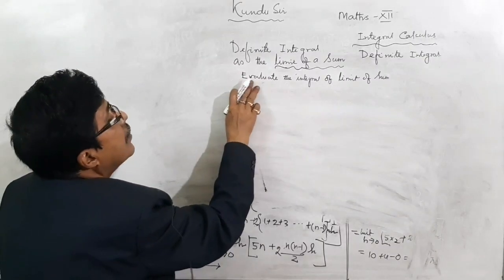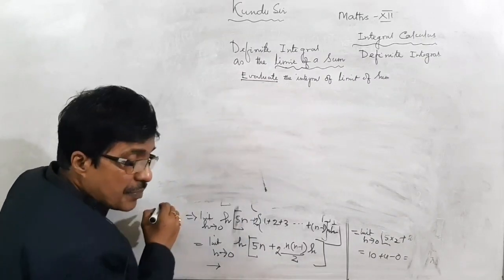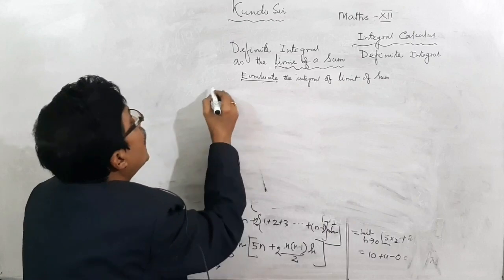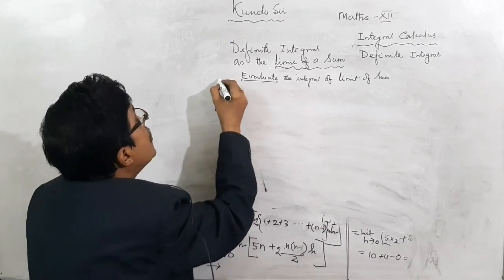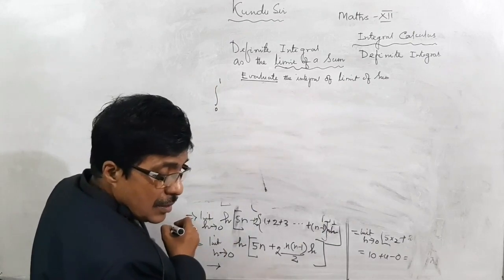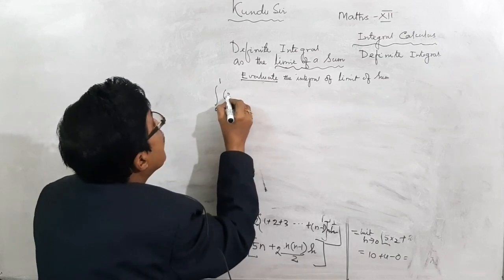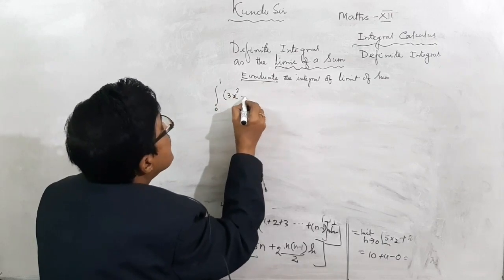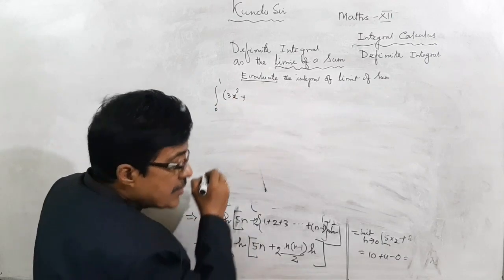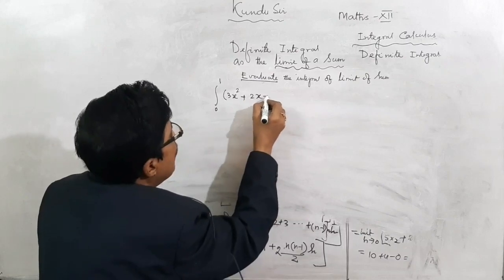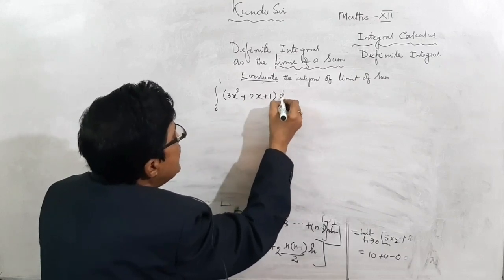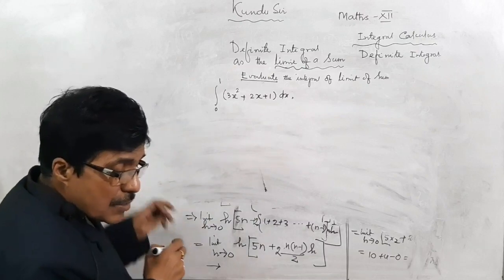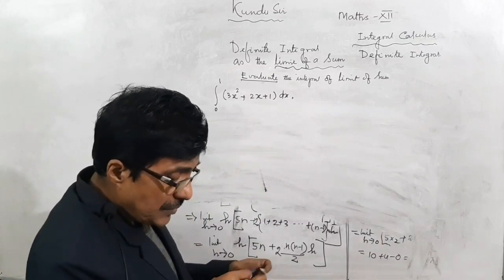Evaluate the integral with boundary 0 to 1 of 3x square plus 2x plus 1 dx.